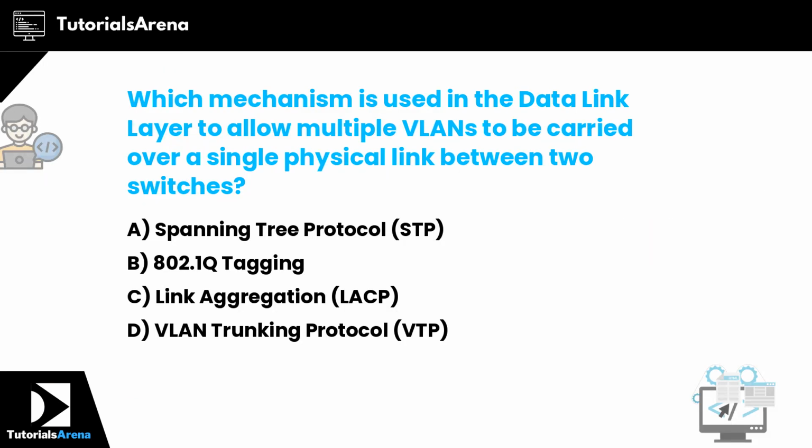Which mechanism is used in the data link layer to allow multiple VLANs to be carried over a single physical link between two switches? The correct answer is option B, 802.1Q tagging.